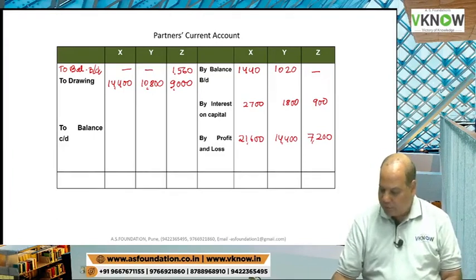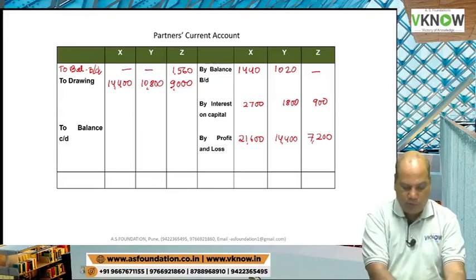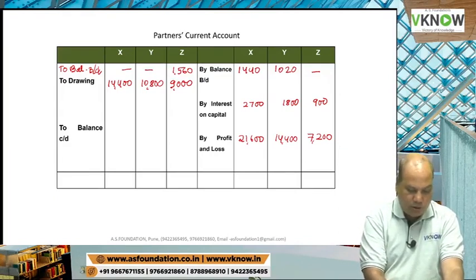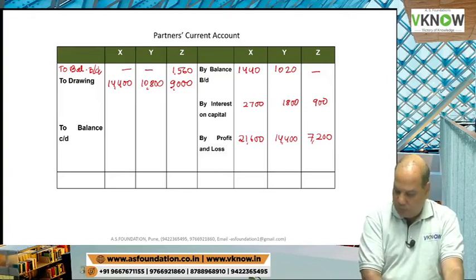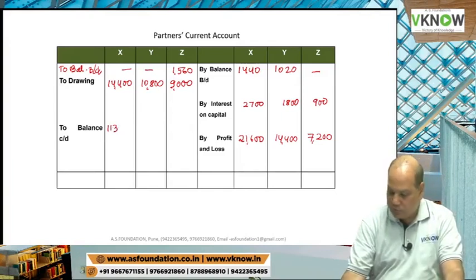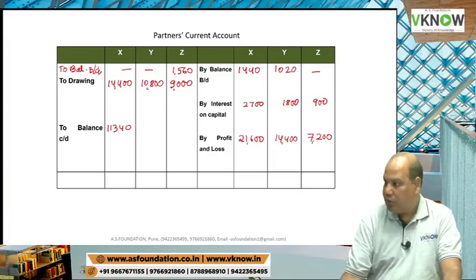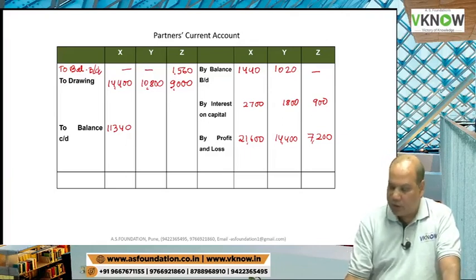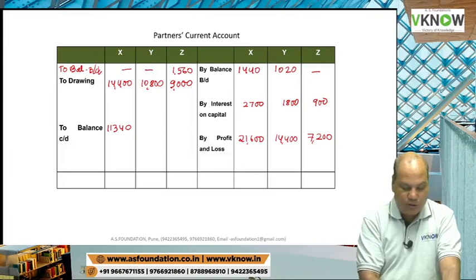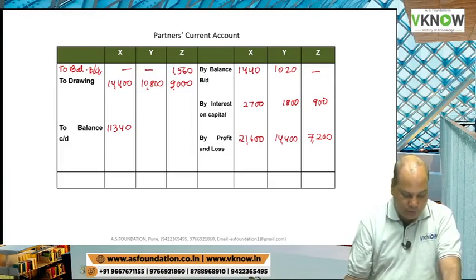To balance carried down, find out the balancing figure of X. 1,440 plus 2,700 plus 21,600 minus 14,400. So that comes to 11,340. Yes or no? Yes. Try the next partner. Who will give me the answer first? Let us see. 1,020 plus 1,800 plus 14,400 minus 10,800. 6,420.